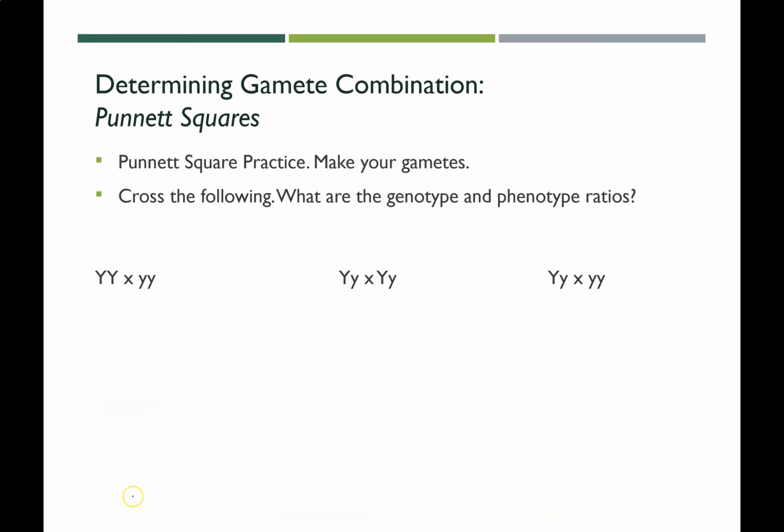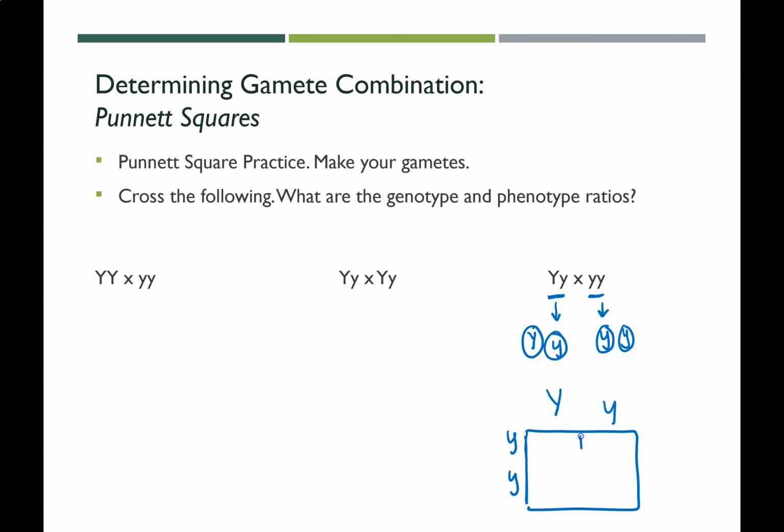So I'm going to go ahead and clear all the ink on this slide, and then we'll work our last problem. This last problem is just another example. We are crossing a heterozygous yellow with a homozygous green. So again, let's start out by making our gametes. This individual can produce a dominant or a recessive gamete. This individual can only produce recessive gametes.